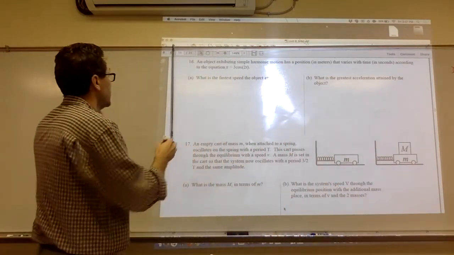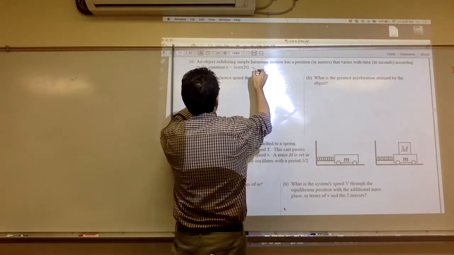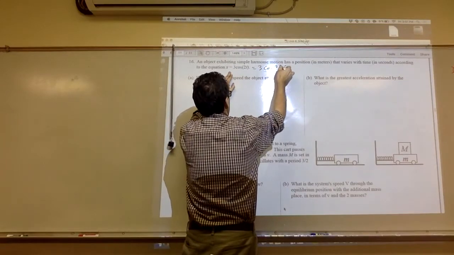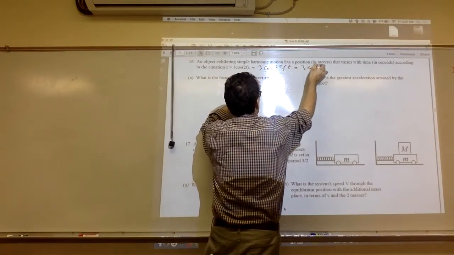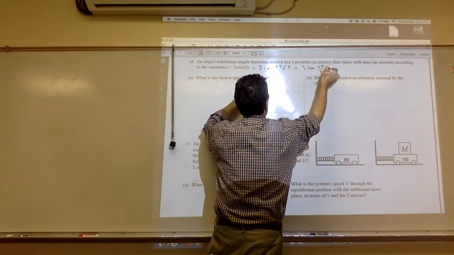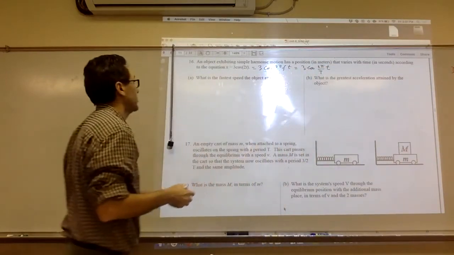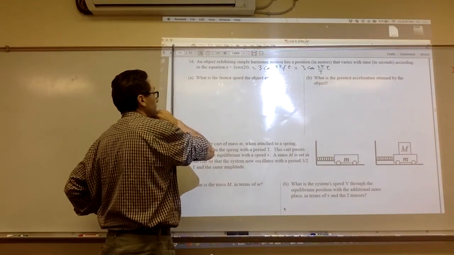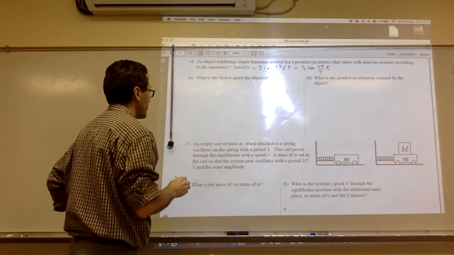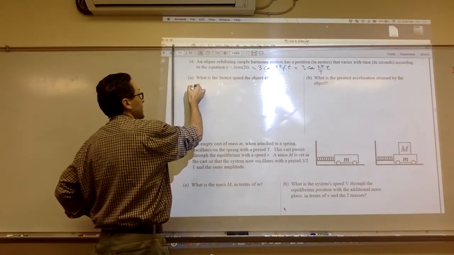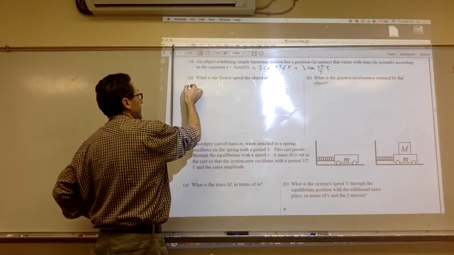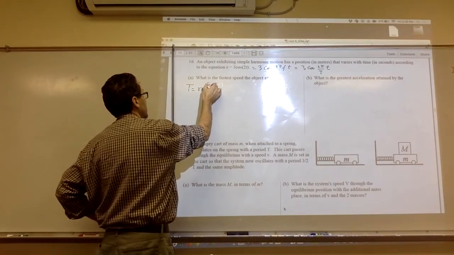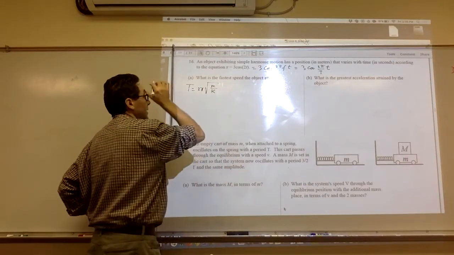All right, for 16, I'm going to rewrite the equation as 3 cosine 2 pi f times t, 3 cosine 2 pi over T times t, so I can see my variables in there. What's the fastest speed? In order to get the fastest speed, I think we have to do conservation of energy. So I'm going to find the k first. Okay, so T equals 2 pi square root of m over k.